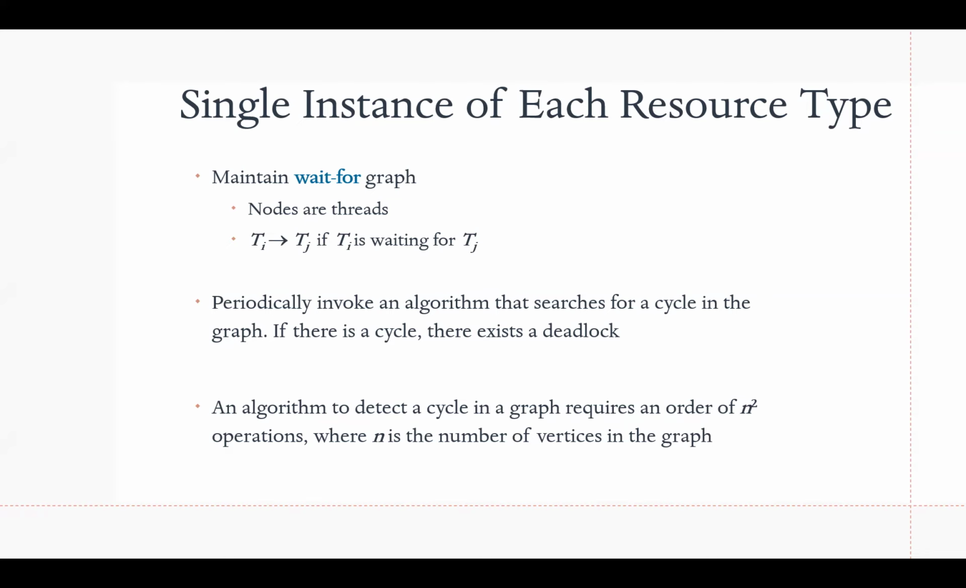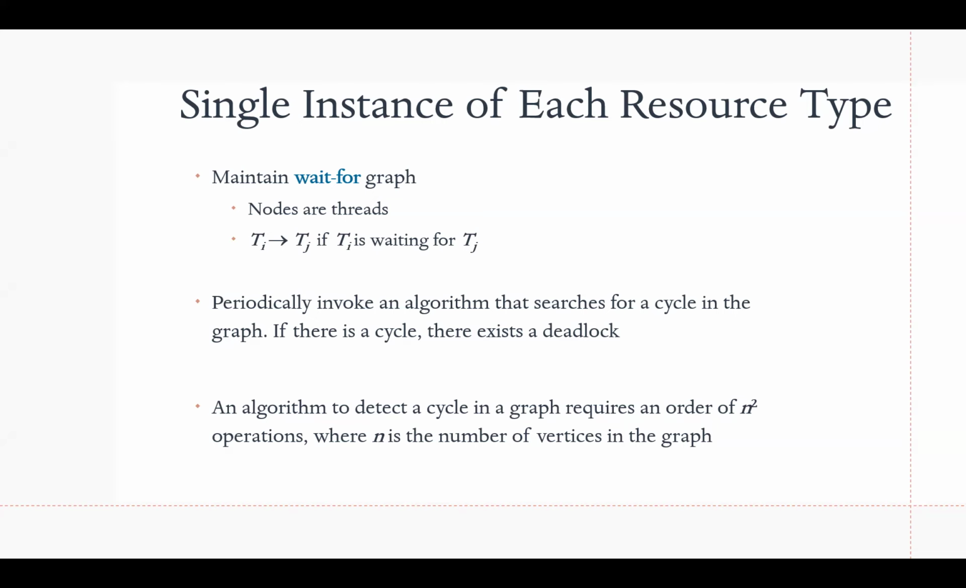So if we assume that there is only a single instance of each resource type in the system, then we'll follow this algorithm. If there are multiple instances of each resource type, then a different algorithm is used to find the deadlock. So there are two variations: one when there is a single instance of each resource type, and the other when there are multiple instances of each resource type. We'll continue with the slide, that is single instance of each resource type. In this, there is only one instance of each resource type available in the system.